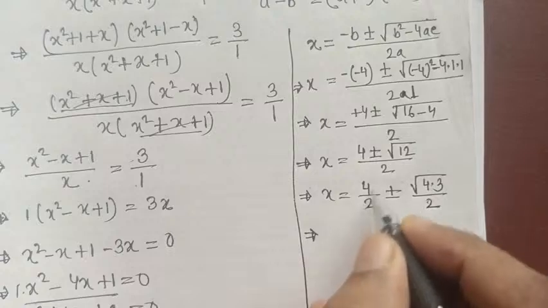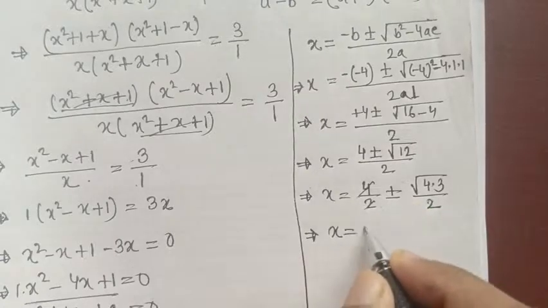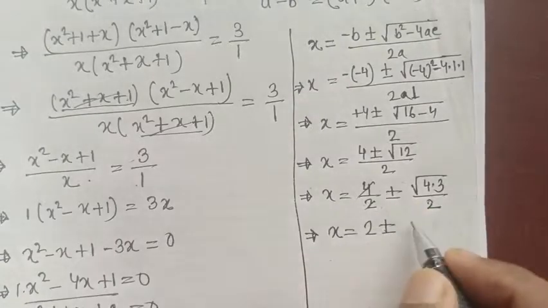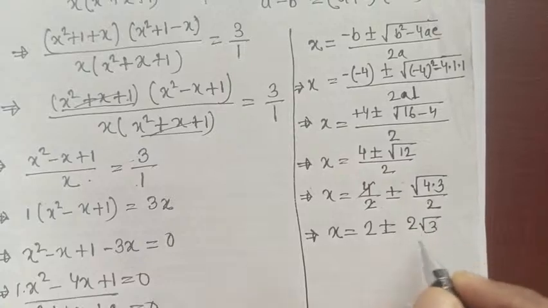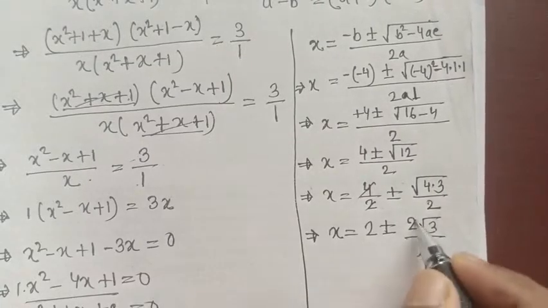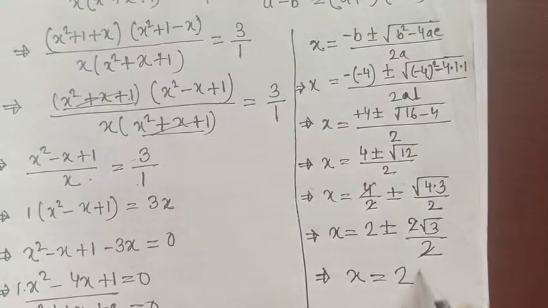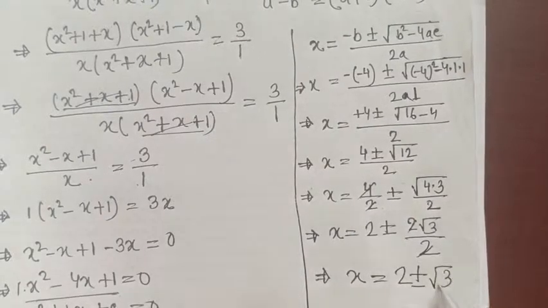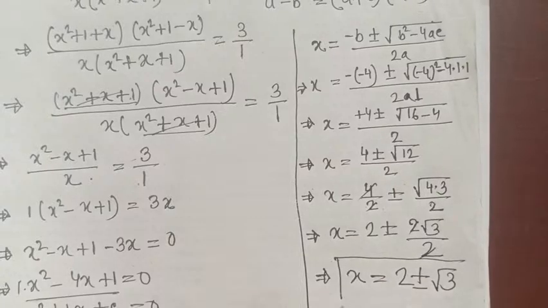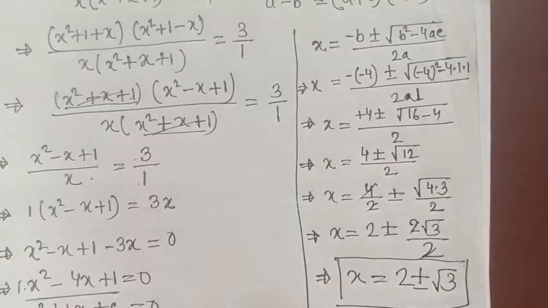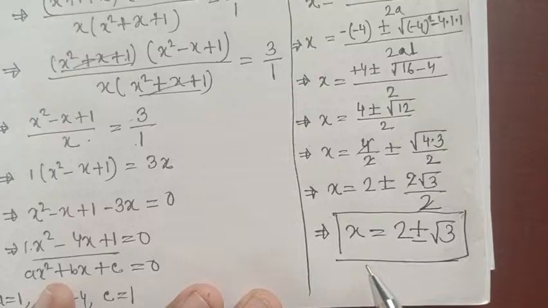So therefore this will cancel out. Therefore x will be 2 plus minus 2 root 3 by 2, and these 2 will be cancelled out. So the answer will be x is equal to 2 plus minus root 3. So we got the solution or value of x, like x is equal to 2 plus minus root 3.